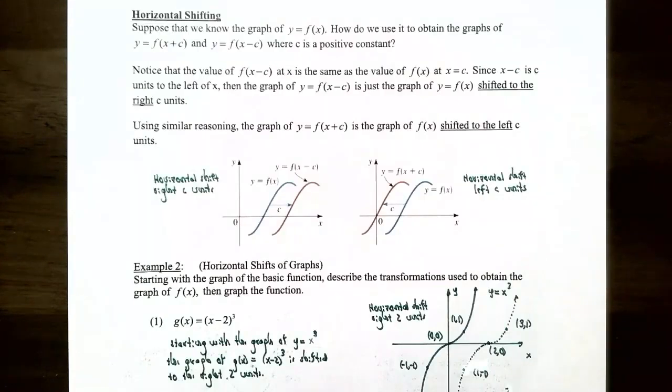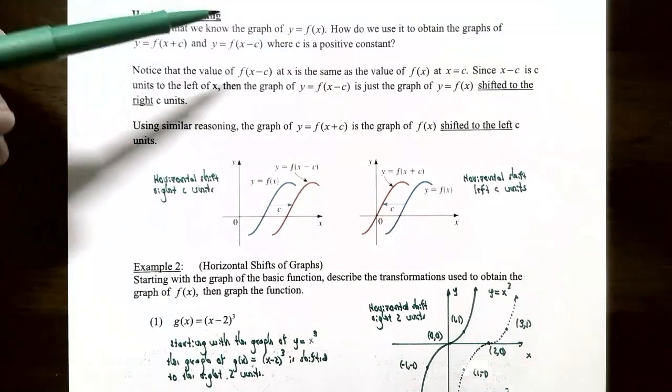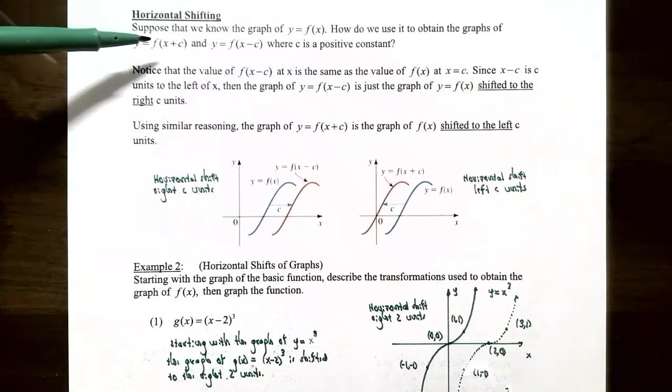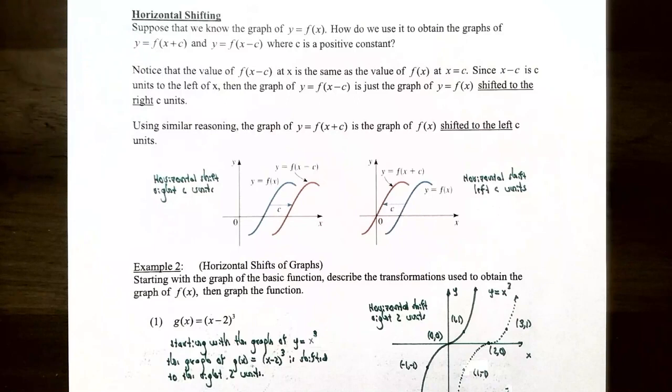Now there's a different type of transformation that we're going to talk about that involves shifting the graph left or right. This is called horizontal shifting. Suppose that you have the graph y equals f of x, a basic function's graph again. How do you use it to obtain the graphs of y equals f of x plus c and y equals f of x minus c?